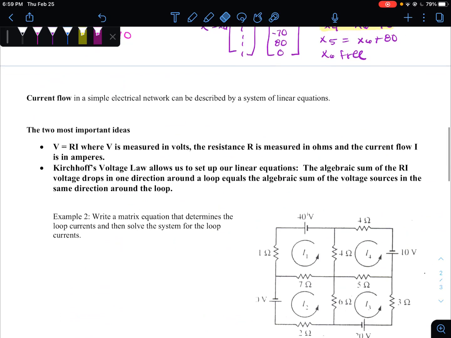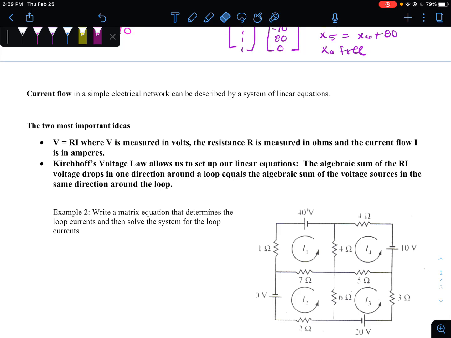So our next application is going to be similar in that we are mapping the travel patterns of something around a loop. Okay, we're going to talk about current flow, and we're going to also describe each flow as a linear equation. So there are two really important ideas that we need to have in the back of our mind as we are figuring this out.